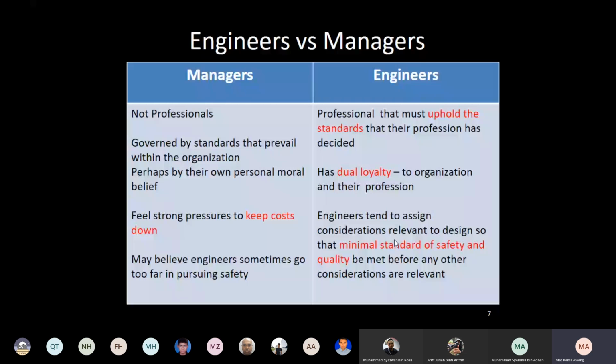The managers feel strong pressure to keep costs down. They are looking at cutting costs. They are looking at optimizing the cost. For how much money they spend, they should get a return many times over. How many times of what they spend. They are looking at that.